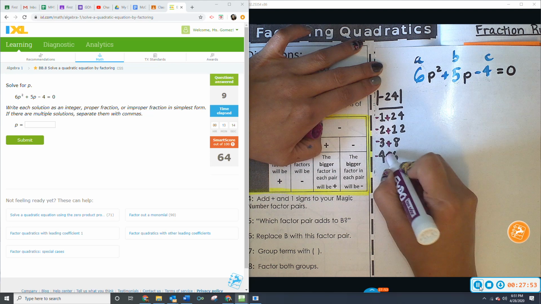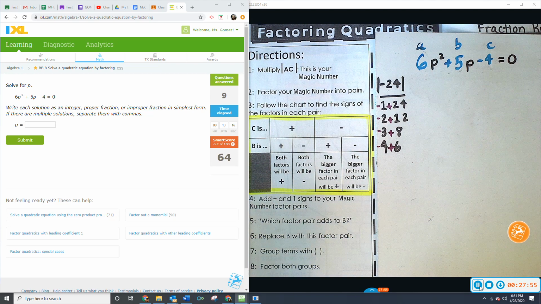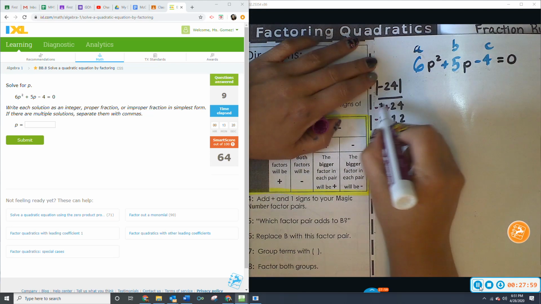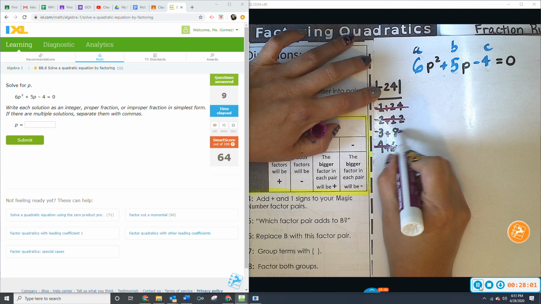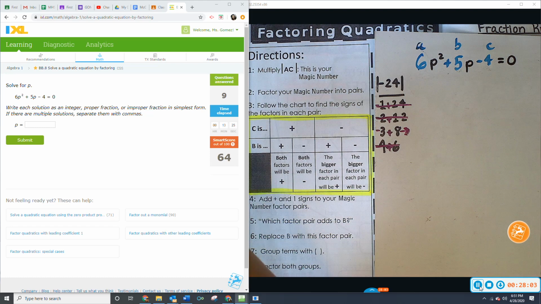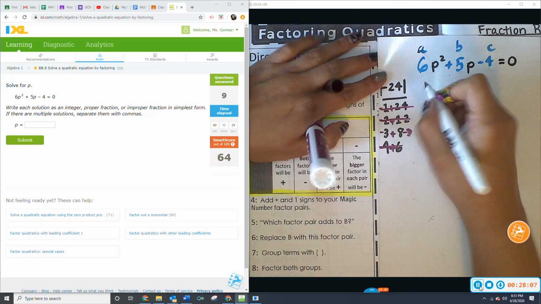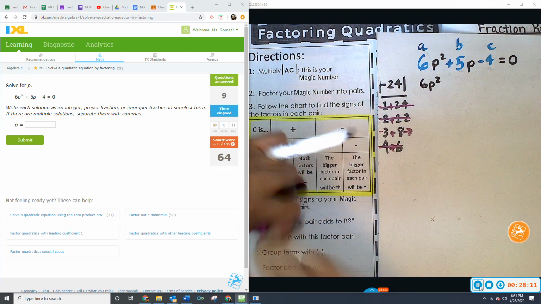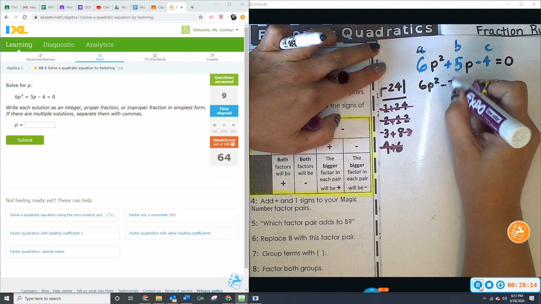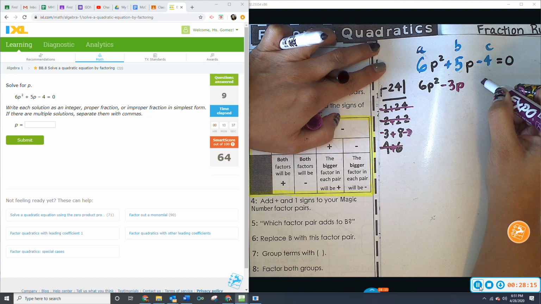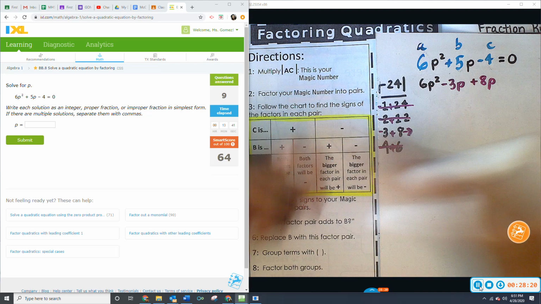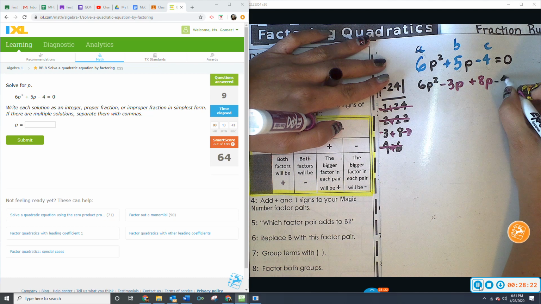Which of these is going to give me 5? This one right here. Okay, so let's go ahead and rewrite. So that means I should write 6p squared minus 3p plus 8p minus 4 is equal to 0.